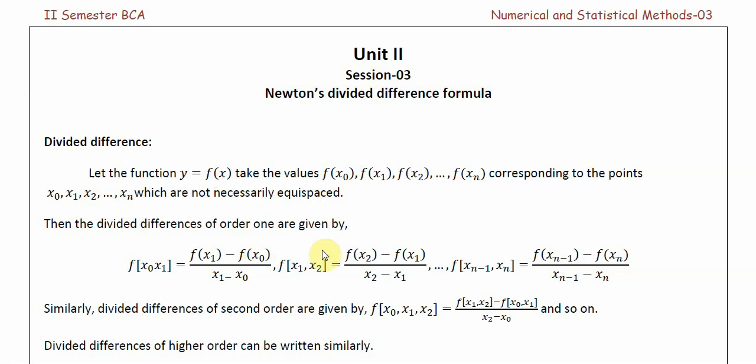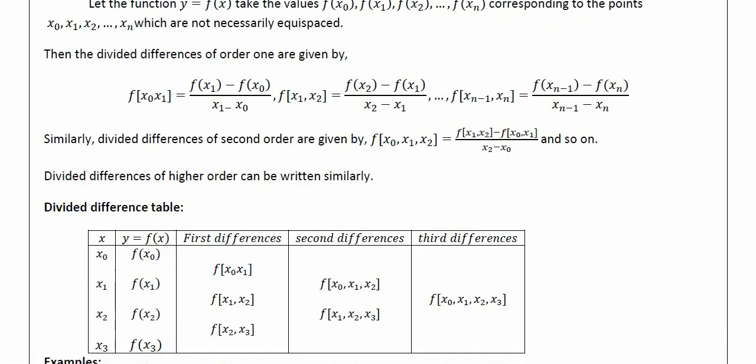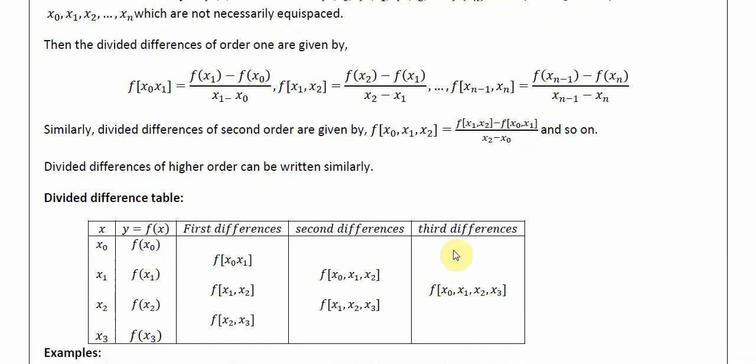Then the divided differences of order 1 are given by these. There is a concept of order 1, second order, and higher order divided differences also. I shall go to the table and it will be more clear from the table. So I have listed it in the form of a table. The x values are x0, x1, x2, x3. The y values are f of x0, f of x1, f of x2 and f of x3.